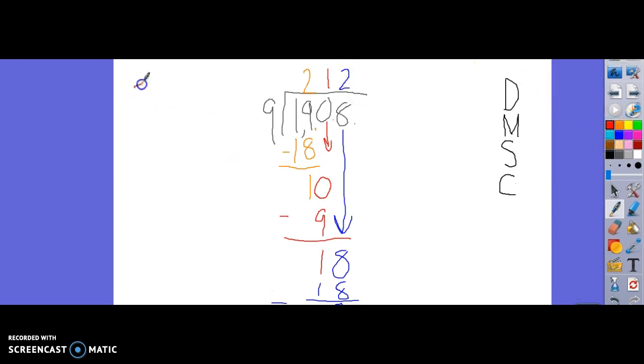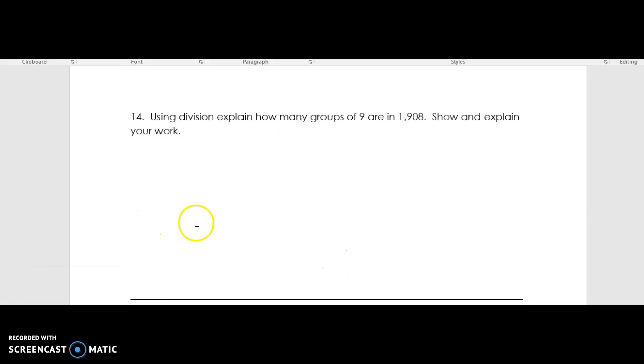Let's check it. Outside times outside. 9 times 2? 18. 9 times 1? Plus 1? 9 times 2? Plus 1. Are we correct? Yes. So how many groups of 9 are in 1,908? There are 212. So that's what you would show.